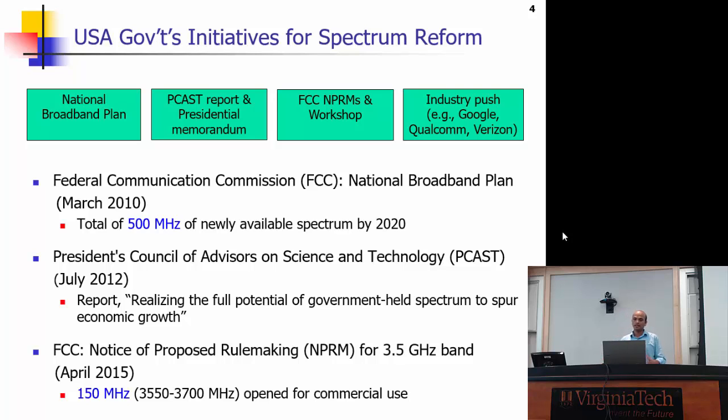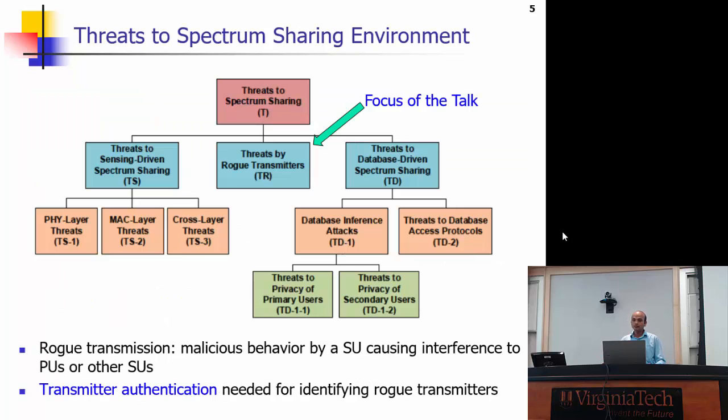Now when we look into this scenario where the federal government's naval radars are going to share the spectrum with commercial users, there are many security issues related to that. In my advisor Dr. Park's group, we work on different parts of that problem, on how to counter the different threats in that kind of sharing scenario. My work, and the focus of this talk, is specifically related to the threats by rogue transmitters.